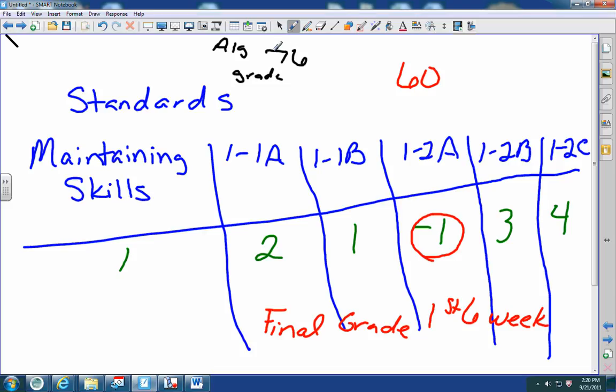But the problem is this is not correct. This is what it's talking about. That's what the Home Access Center will say, but I have to go in there and override this to a 60 because they have not mastered this standard.